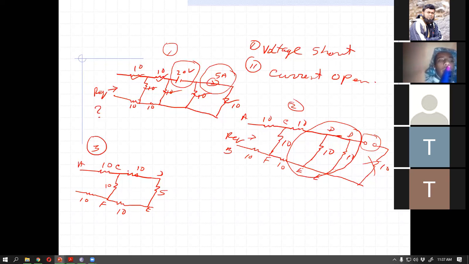So this point two, this C, D, E, F, these are all in series. Okay, so 10, 20, and 5, 25. So now our circuit is 10, this 25, this 10, this 25, this 10, this also 10. So now these are parallel. So our conclusion is 10 and 25 in parallel.